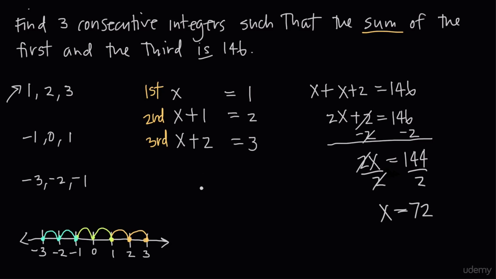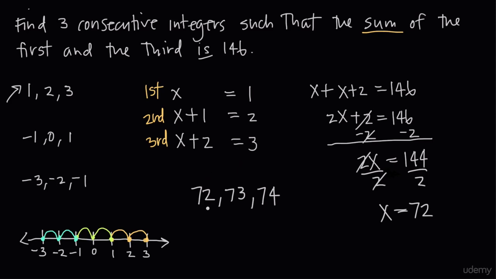Now that we know that x is equal to 72, remember we said our first term was x, so we can say that our first term is going to be 72. Our second term is x plus 1, or 72 plus 1, which is 73. And then our third term is 72 plus 2, or 74. So we can say our third term is 74. These are going to be our three consecutive integers. Remember, we were asked for three consecutive integers. We know that they're consecutive because we can see 72, 73, 74.